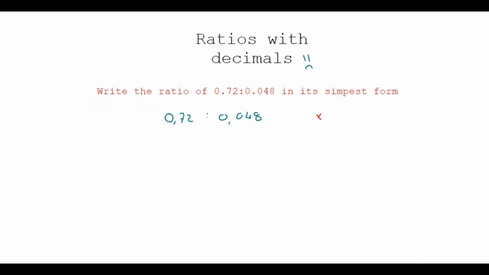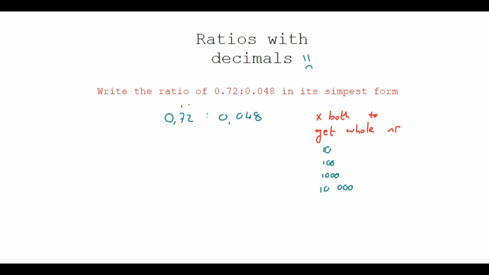So let's write this. Multiply both to get whole numbers. Okay, so what do we multiply with? Well, you can either multiply with 10, 100, 1000, 10,000, and so the list goes on. Multiples of 10.